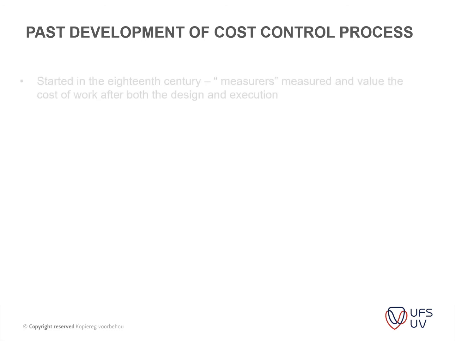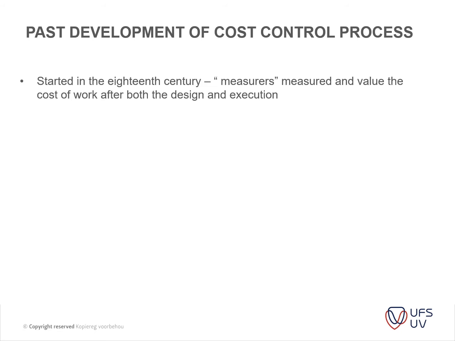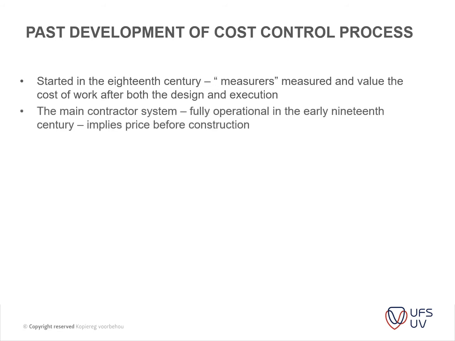Past development of the cost control process. So this is just a bit of a history that we're going to look at. It started in the 18th century, where measurers measured and valued the cost of work after both the design and the execution, basically giving the client an idea of what the project cost after the design was done. The main contractor system was fully operational in the early 19th century, which implies price before construction.